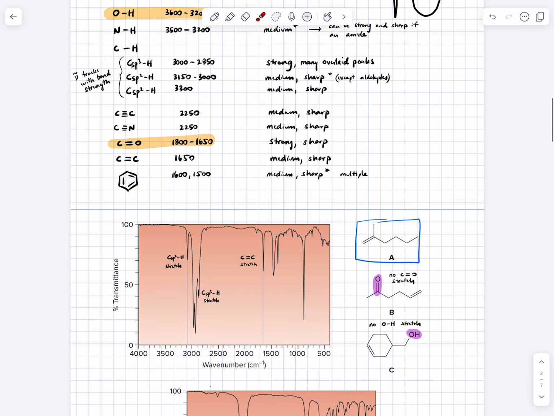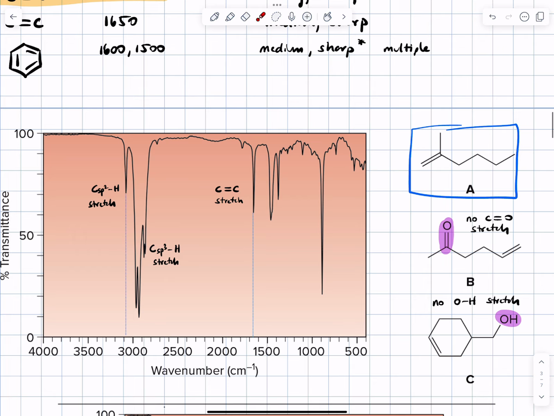Okay, so let me show you some examples. Behold, this molecule here, which I'm not going to bother to name, 2-methyl-1-hexene. One question that you might be given is, which of these structures is consistent with the IR spectrum? So this one, this molecule C, has an OH group. If there were an OH group in this molecule, I would expect to see a strong, broad peak in this region.